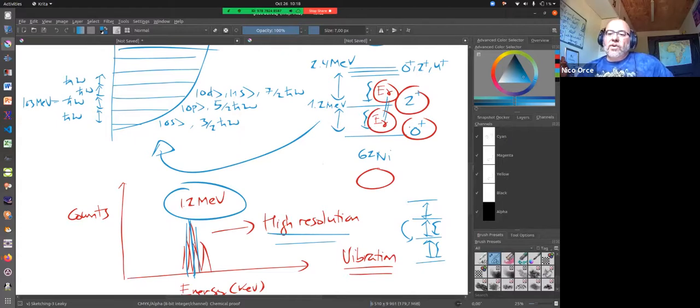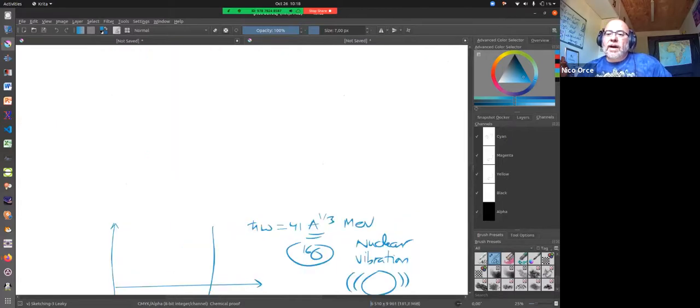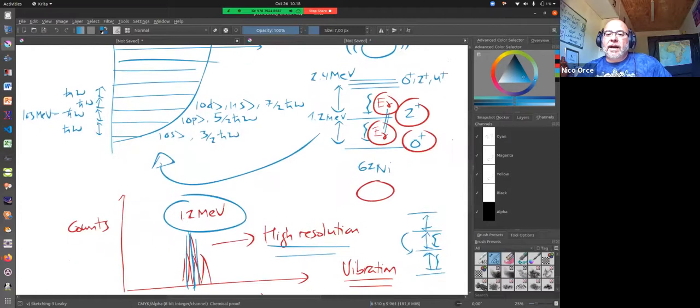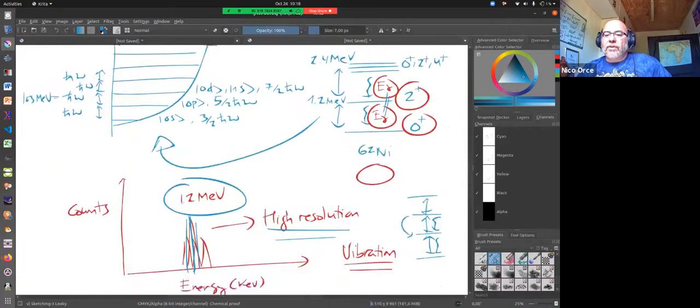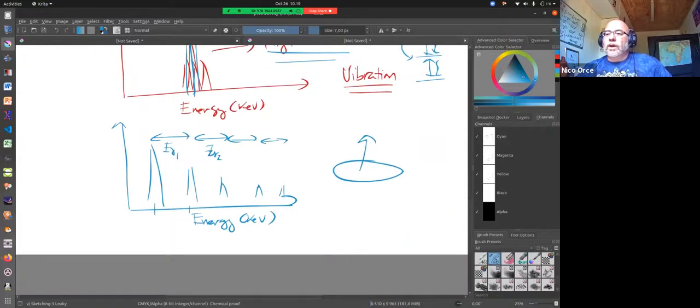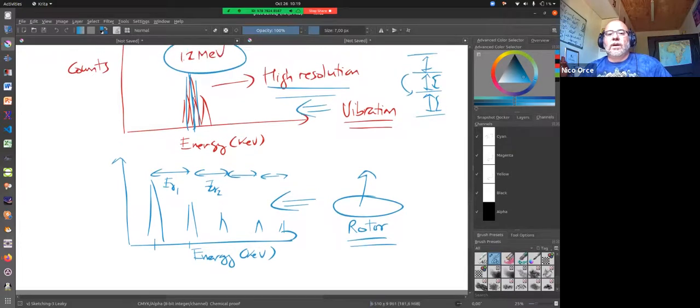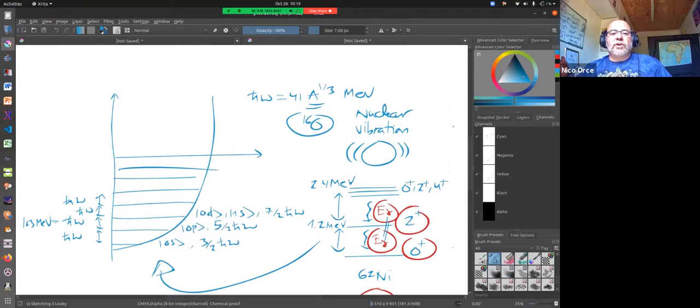So we know how a nuclear vibrator will look like and how a nuclear rotor will look like. This is a rotor, and this is how it looks like. This is a vibration, and this is how it looks like. Now, something very important for this Hamiltonian, we have that V of R is equal to 1/2 K R squared.